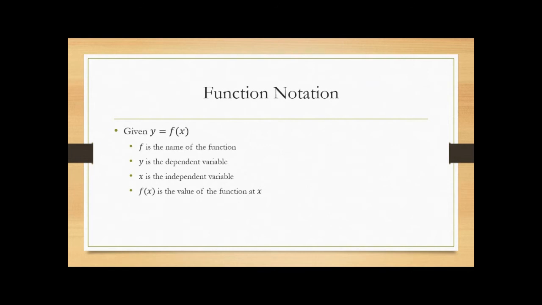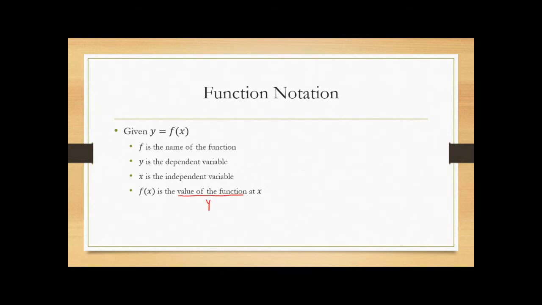So f is the name of the function. We usually use f just because that stands for function, but it could be anything. y is the dependent variable, the output. And what's in parentheses, x, that's our input variable. And then f of x is the value of the function at x. Basically, if you see f of x, you want to think that it is considered the value of the function. The value of the function is always, we always think of that as y.